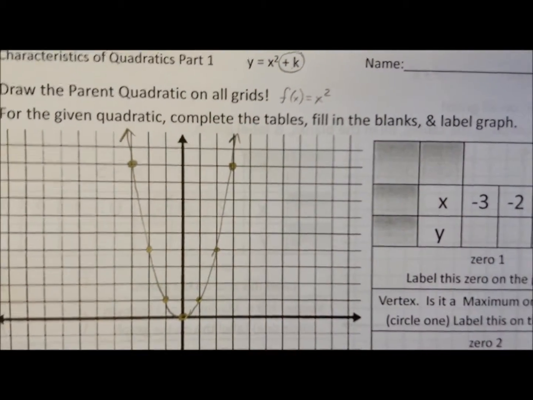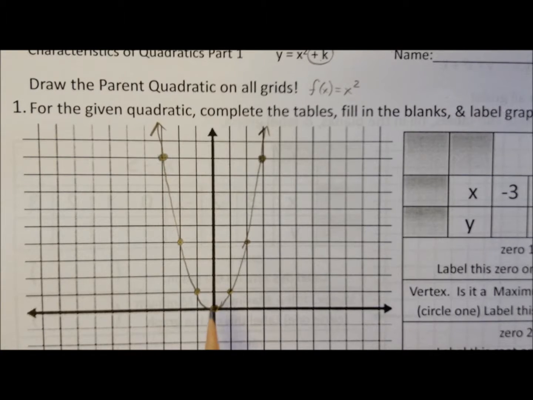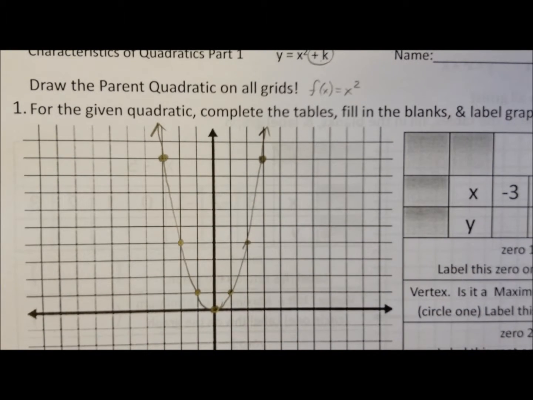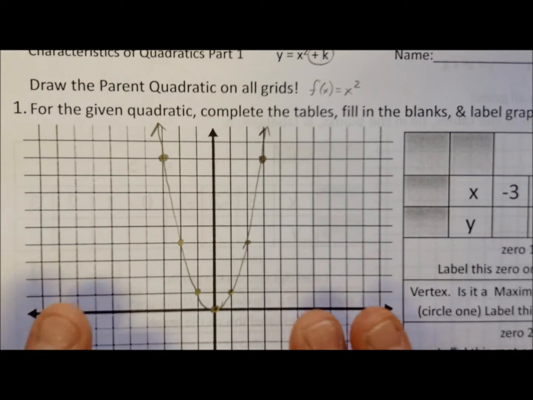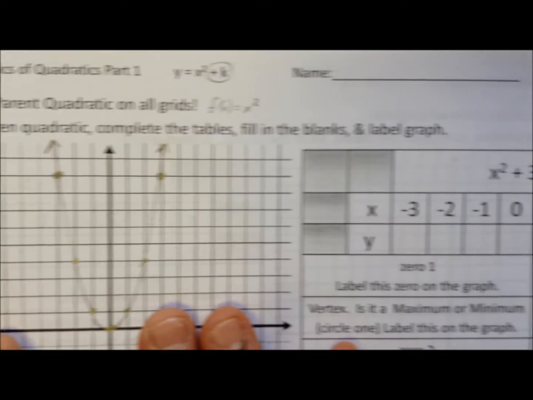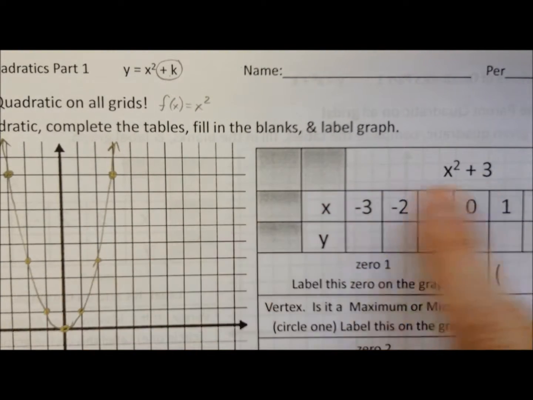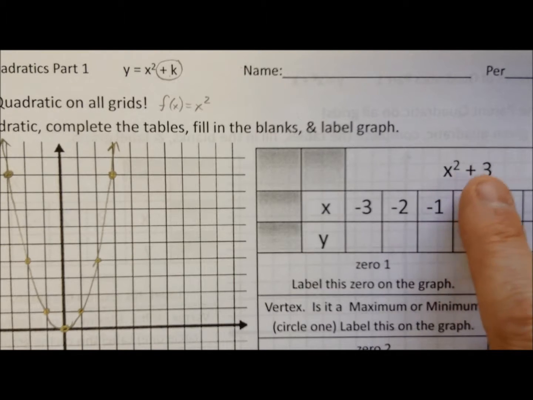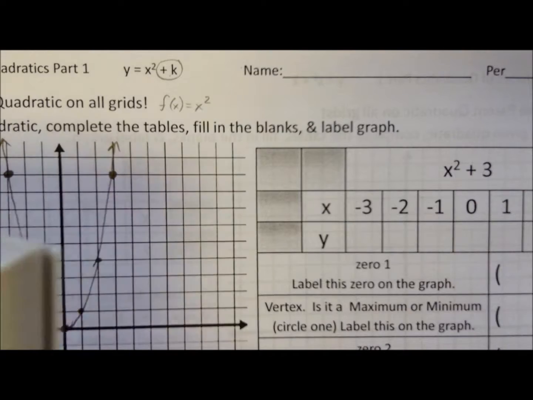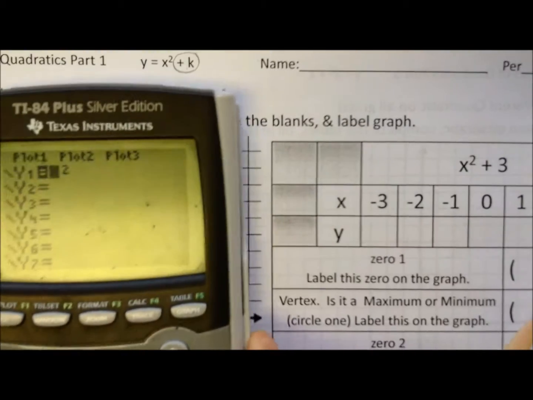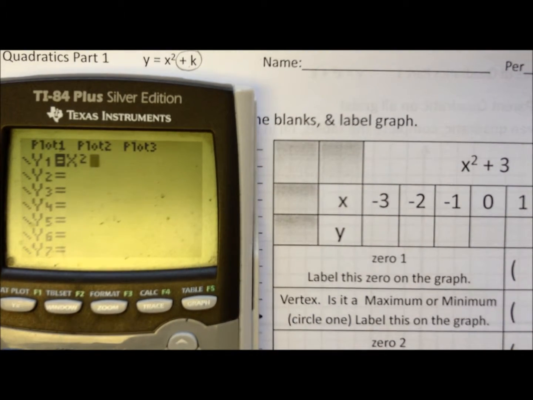Okay, so this goes through the origin. Its vertex is (0, 0), and it has an x-intercept of 0. So now we're going to ask ourselves, how does this function compare to the parent? It has the x squared component, but we have something tacked onto it. So what we want to do is go back to our calculator and utilize that as much as we can. We're going to just go over here and put a plus 3.